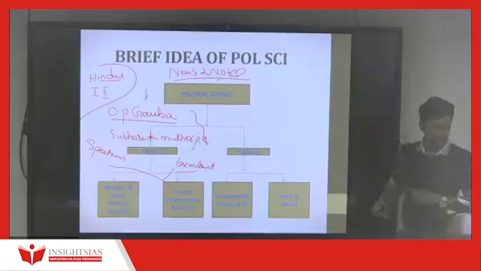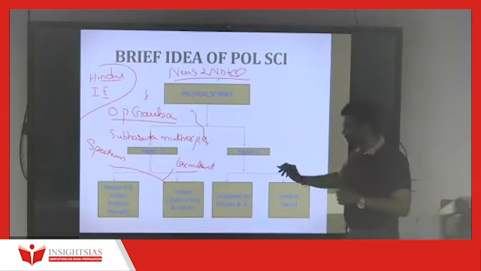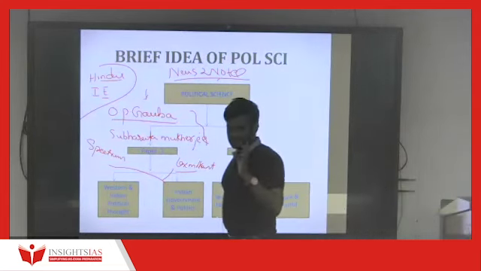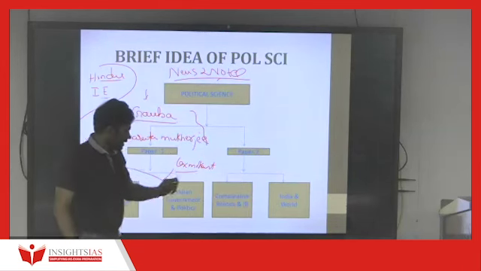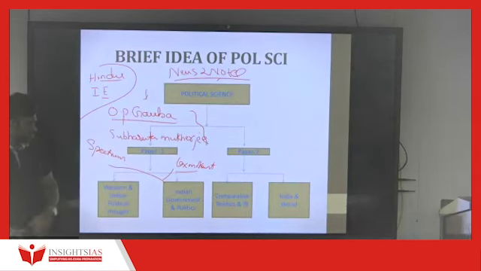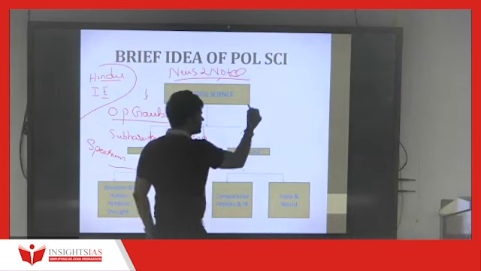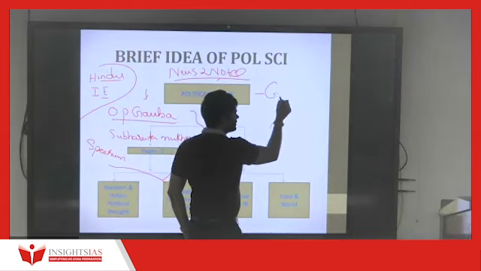Okay. Now let's come down to paper 2. That is part A again, part B. In part A of paper 2, you have comparative politics and international relations. Here, what you will be studying is what the name itself says.